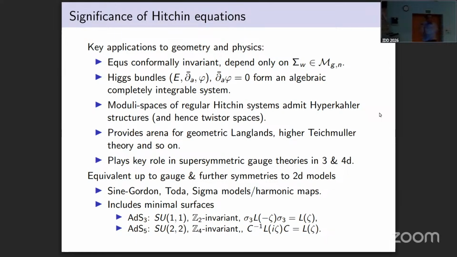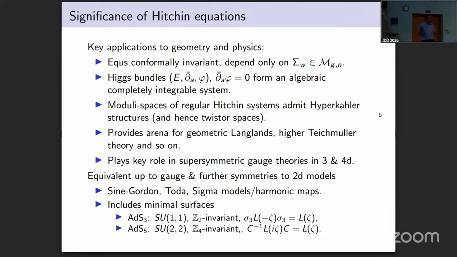These equations arise very naturally when you're dimensionally reducing from 10 dimensions down to 4 dimensions. And in particular, they play a key role in supersymmetric gauge theories in 3 and 4 dimensions. And in fact, my recent interest was sparked by some oldish work. In the book we used the Hitchin equations as a starting point to do symmetry reductions to sine-Gordon, Toda, sigma models and harmonic maps.